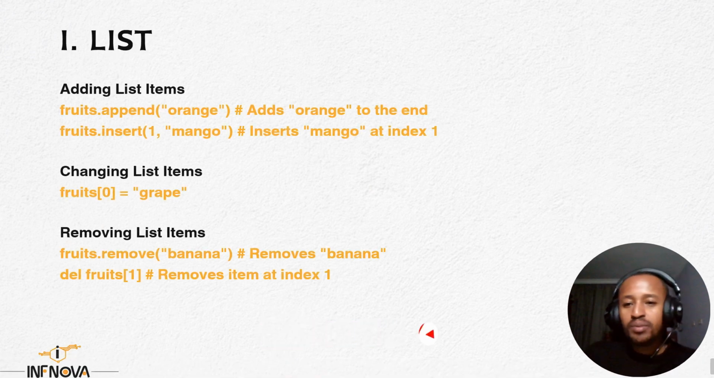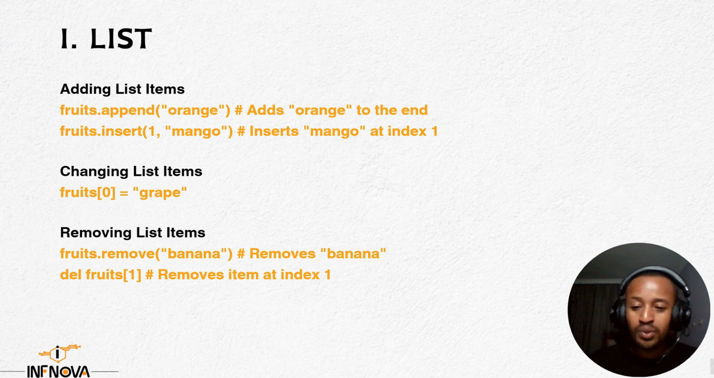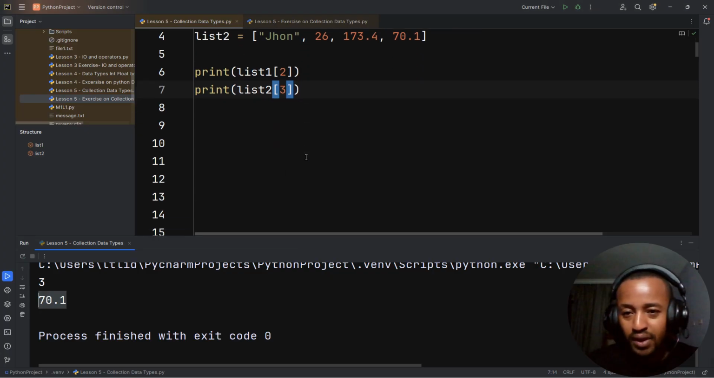So in a list, you can add items at the end of the list, or to a specific location that you're looking for. You can also change list items, and you can remove items. There are two ways to remove a list item.